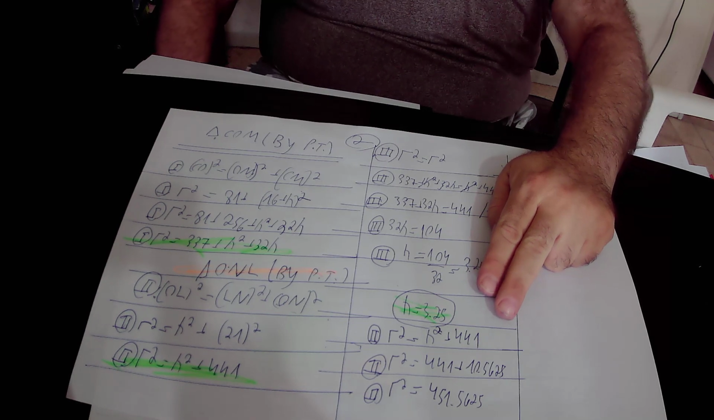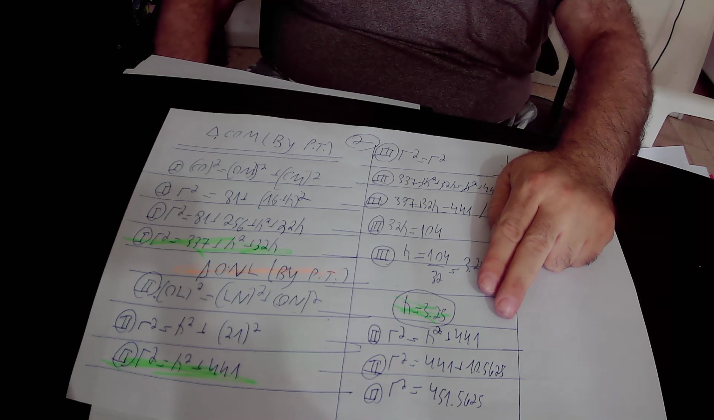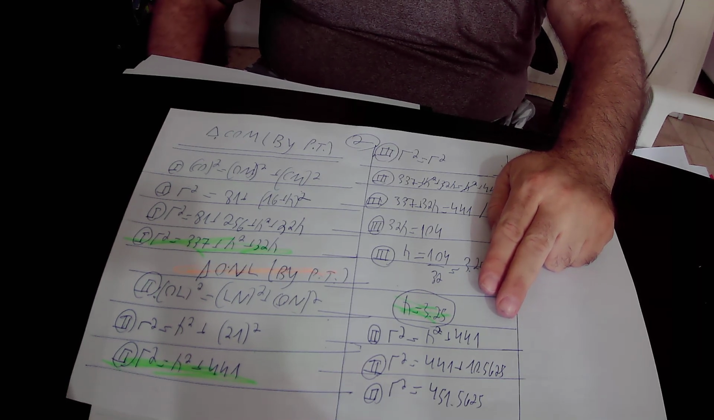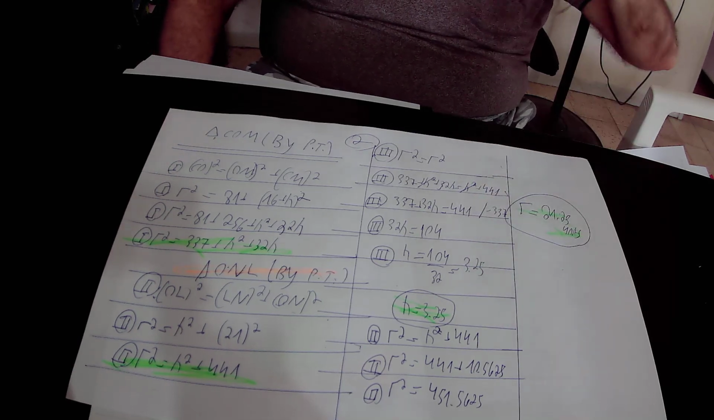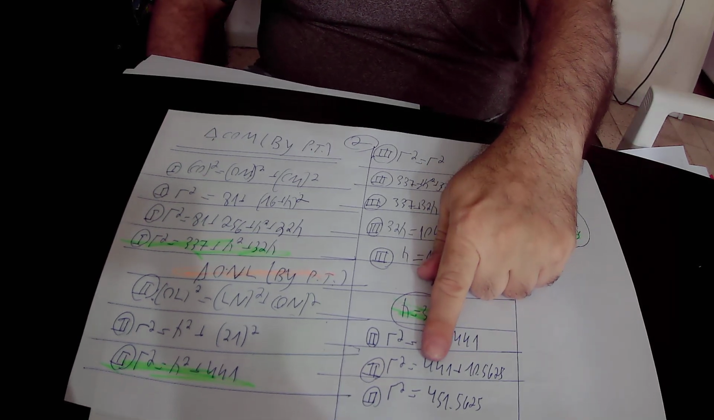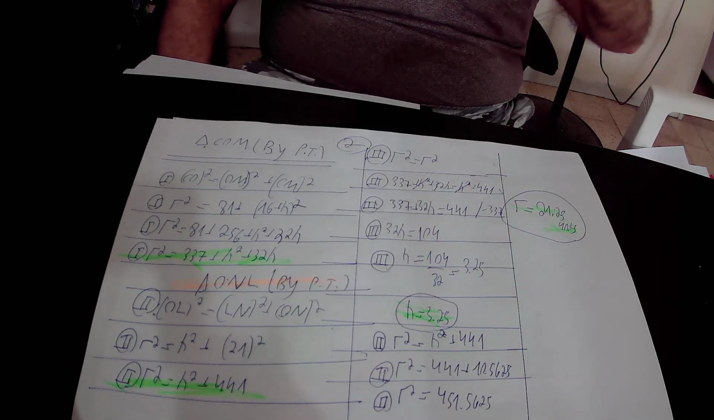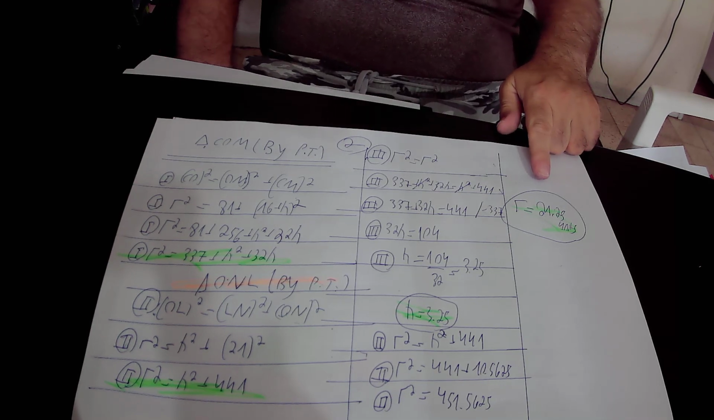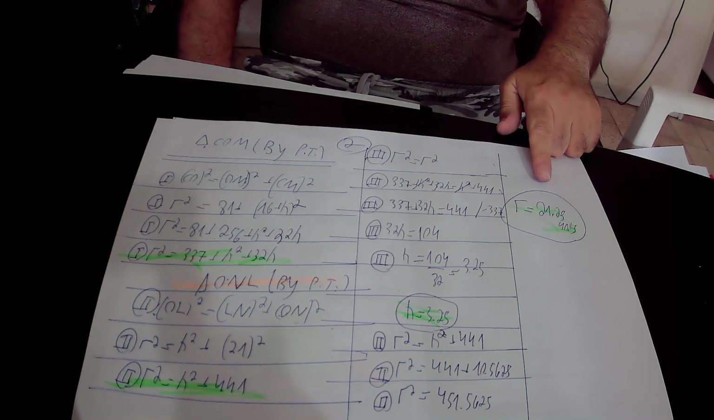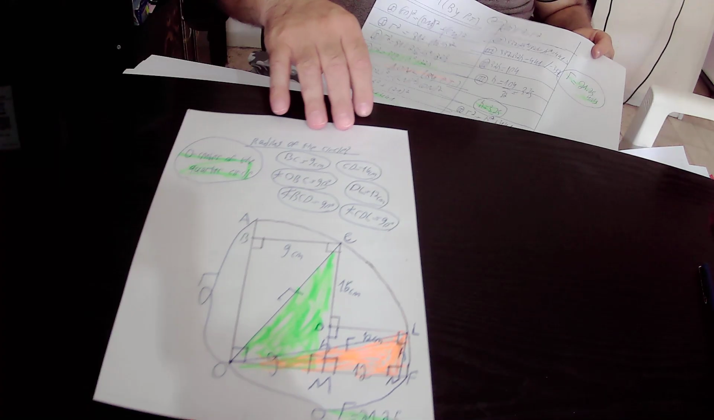plus 10.5625, and 441 plus 10.5625 equals 451.5625. Here we took the root of equation number 2, and we found that the square root of 451.5625 is equal to 21.25 units. Okay, so the radius of this quarter circle is equal to 21.25 units.